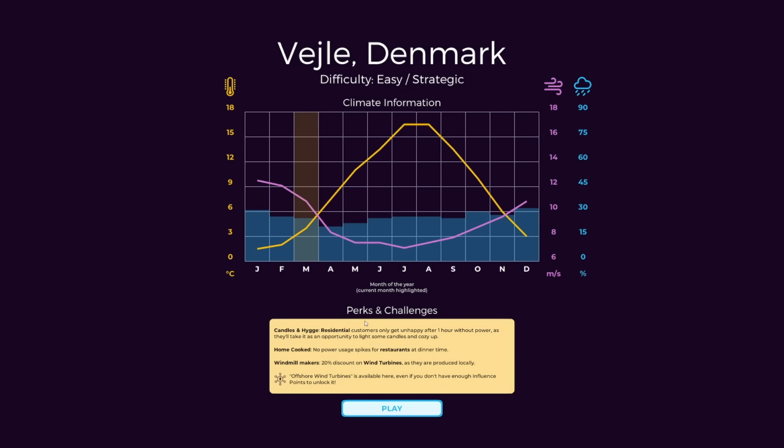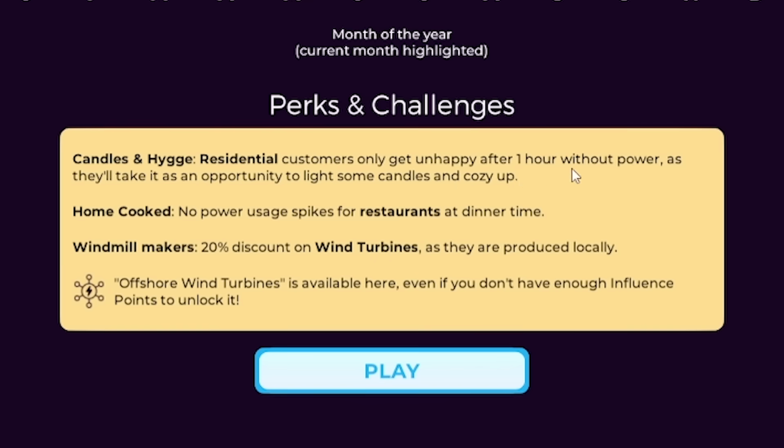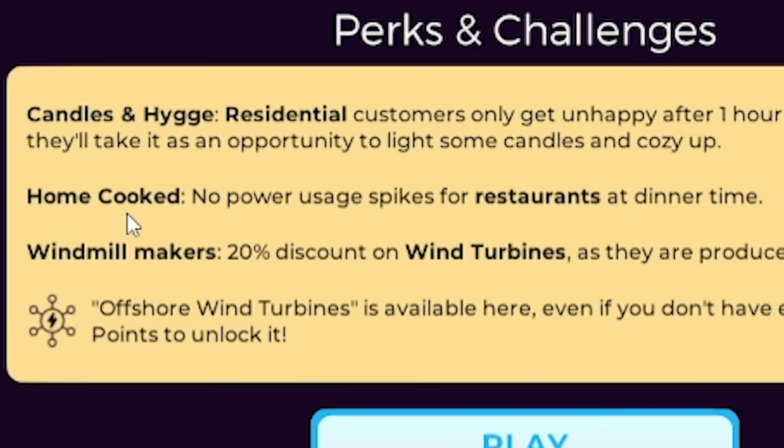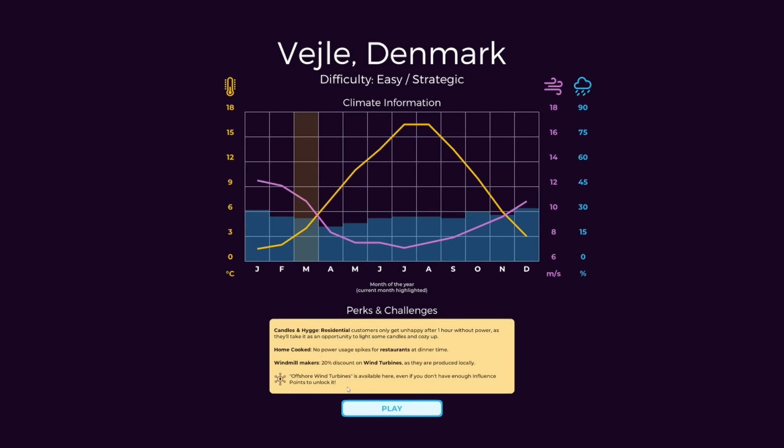Each level has different perks and challenges. So in this one, customers only get unhappy after an hour without power. They don't get unhappy straight away because they take it as an opportunity to light some candles and cozy up. Lots of people eat at home, so there's no power usage spikes for restaurants at dinner time, because that's what you've got to remember about power.